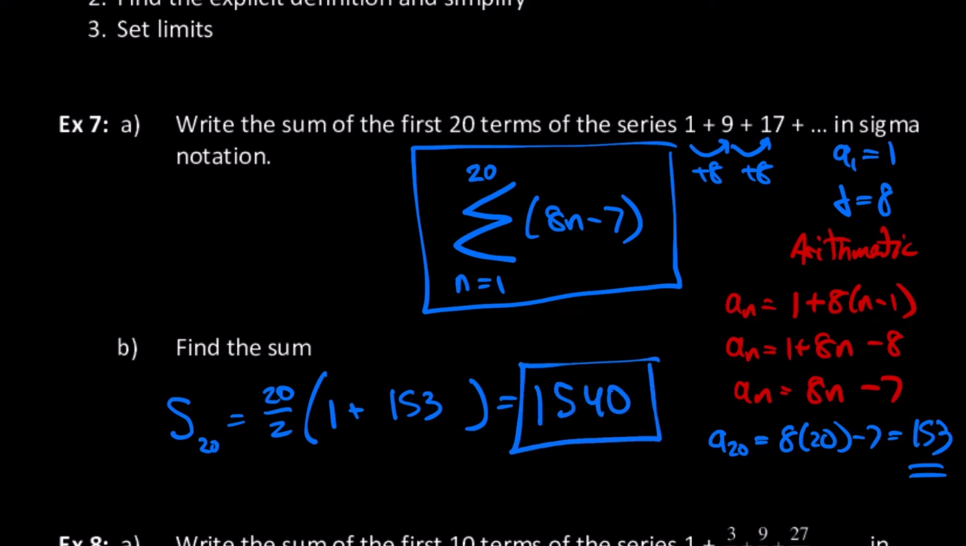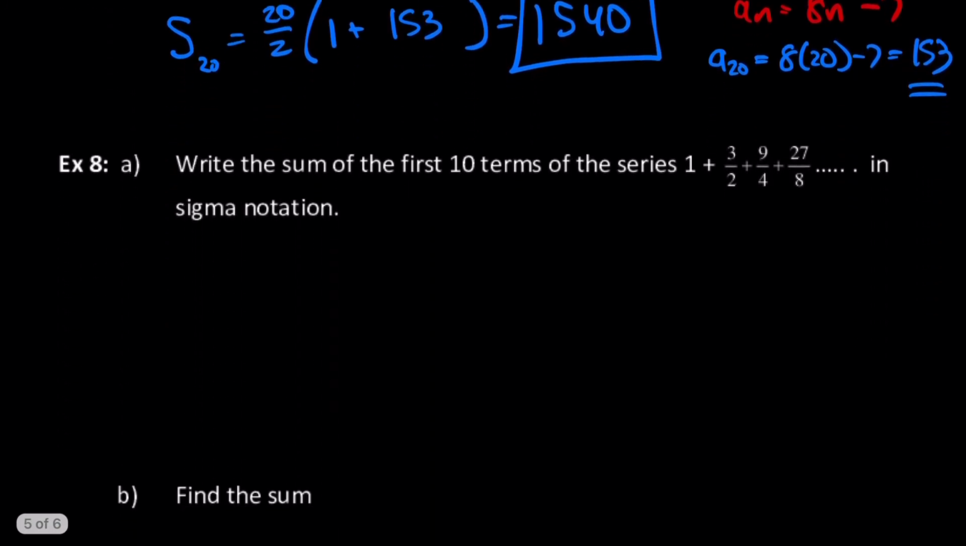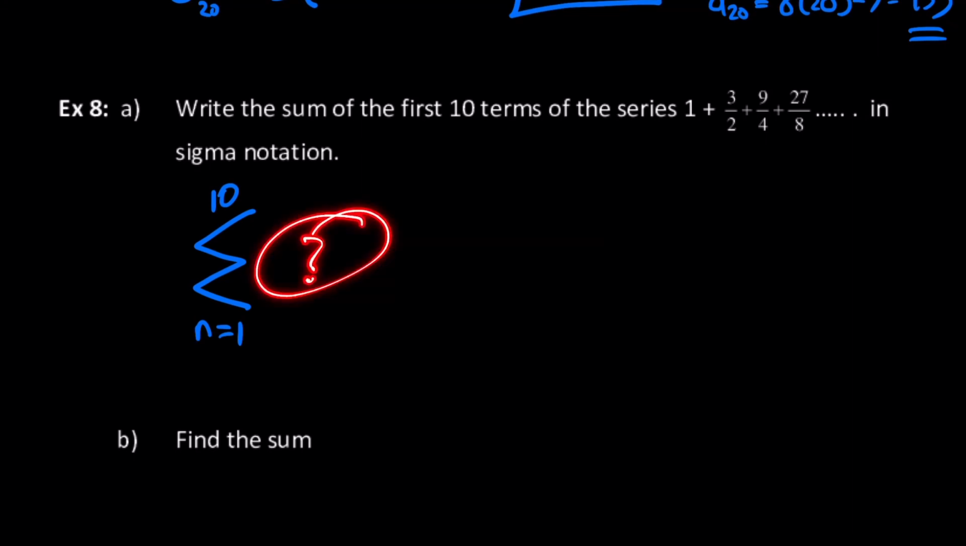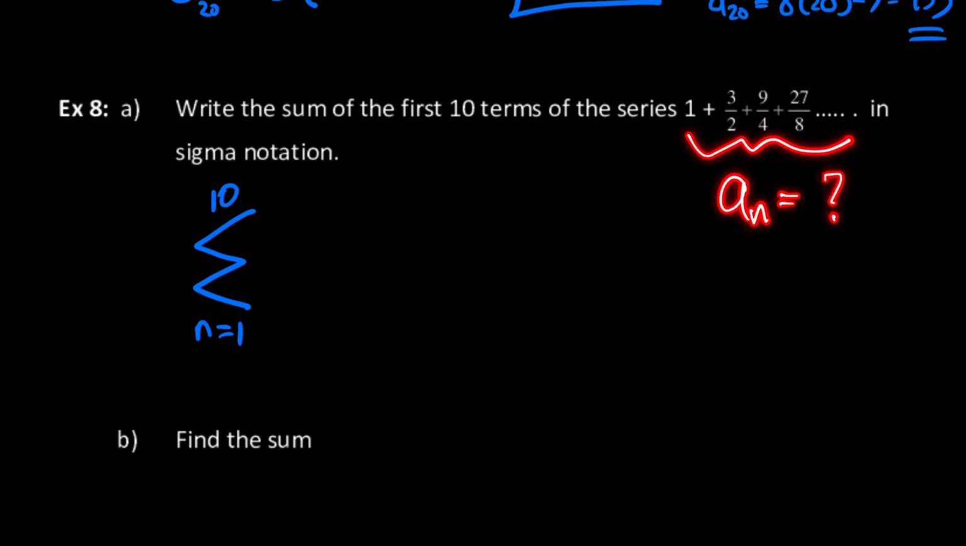Okay, example 8. Write the sum of the first 10 terms of this series in sigma notation. So I can start this. I know sigma notation. It's that uppercase sigma. N equals 1. It says 10 terms, and there's 10. The hard part is this. How do you get that? Well, you have to take this sequence here and come up with an a sub n rule for it.